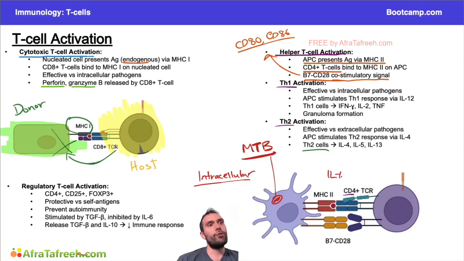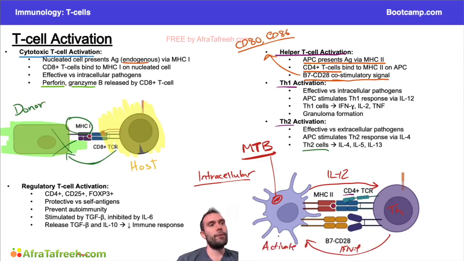It might release interleukin 12 instead to this T cell, causing this T cell to become a T helper 1 cell instead of a T helper 2 cell. Now, once we get a T helper 1 cell here, it might stimulate this macrophage and say, here, let me give you some extra juice. It'll give it some interferon gamma to activate this macrophage.